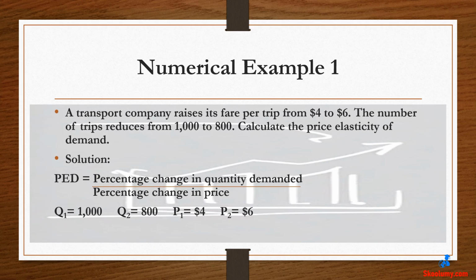Example 1. A transport company raises its fare per trip from $4 to $6. The number of trips reduces from 1,000 to 800. Calculate the price elasticity of demand. We are going to use the PED formula. First, let's identify the variables. Old quantity, Q1, is 1,000. New quantity, Q2, is 800. Old price, P1, is $4. New price, P2, is $6.